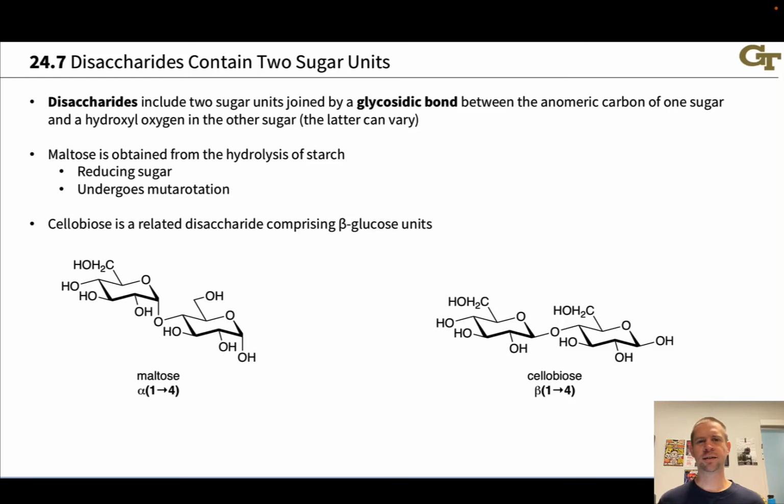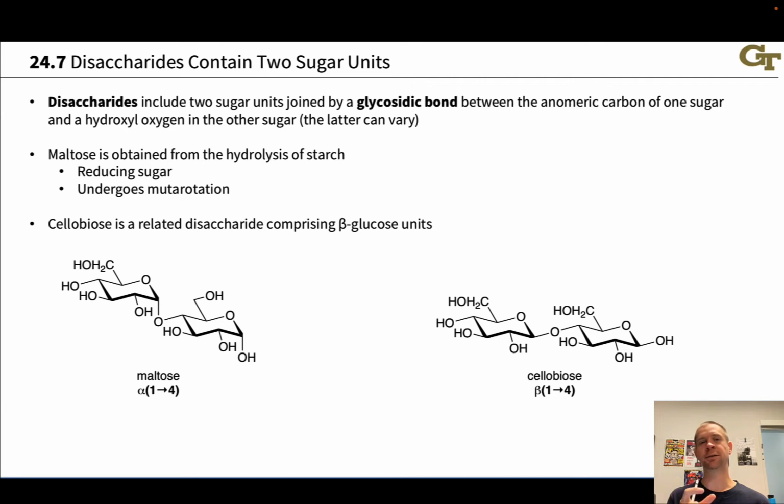In this video, we're going to examine the structures of disaccharides and polysaccharides, which contain multiple monosaccharide units linked together, usually via at least one of the anomeric carbons in one of the sugar units. Disaccharides in particular include two sugar units, as suggested by the name. And the bond, the CO linkage that actually links the two sugar units together, is known as the glycosidic bond.